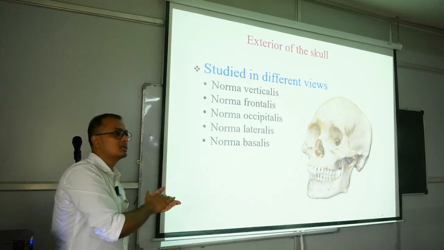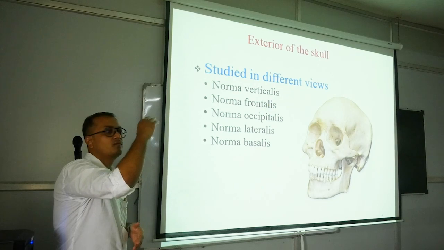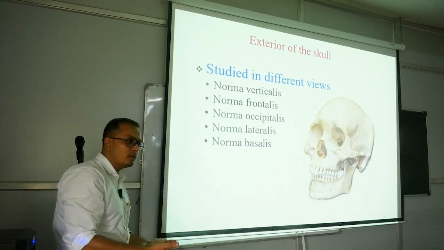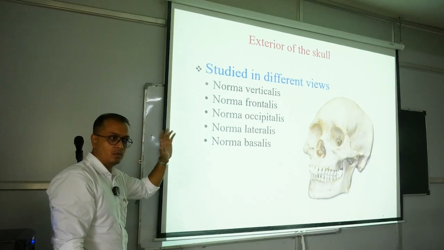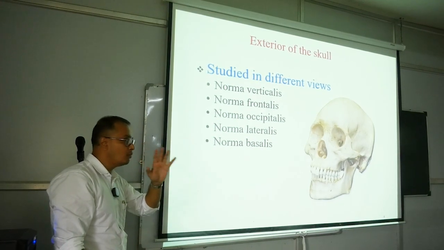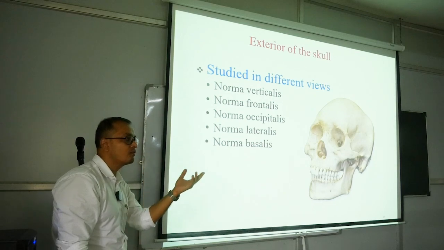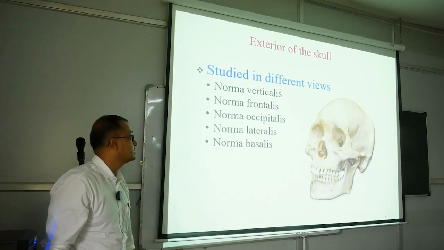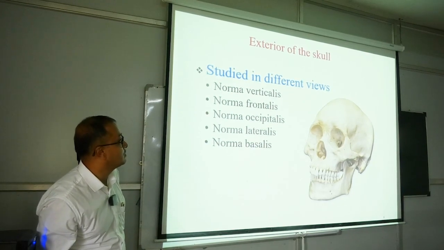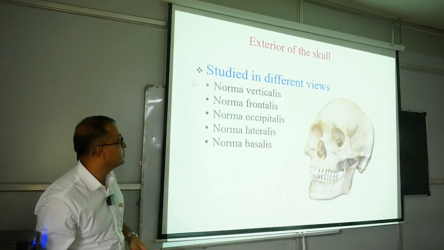Now if you are looking at the skull from above, we call it norma verticalis. If you are looking from the bottom side, we call it norma basalis. If you are looking from the back side, we call it norma occipitalis, because the occipital bone is on the posterior side. If you are looking from the front side, we call it norma frontalis. And norma lateralis is on the lateral side, depending on right lateral or left lateral, whatever you're seeing here.